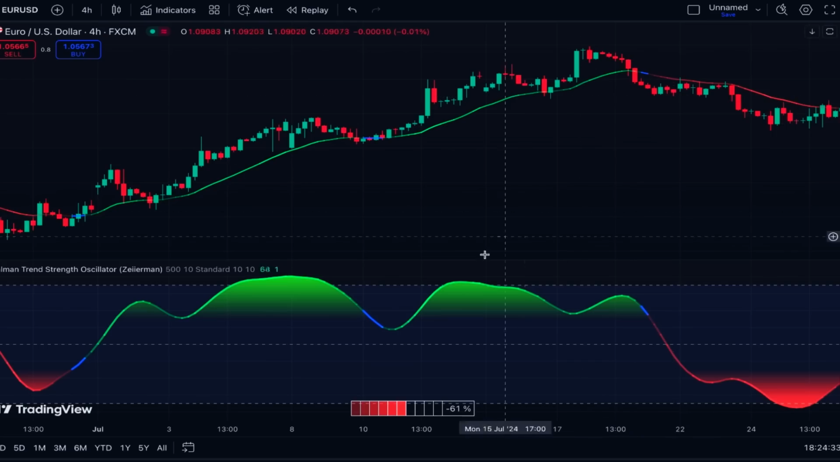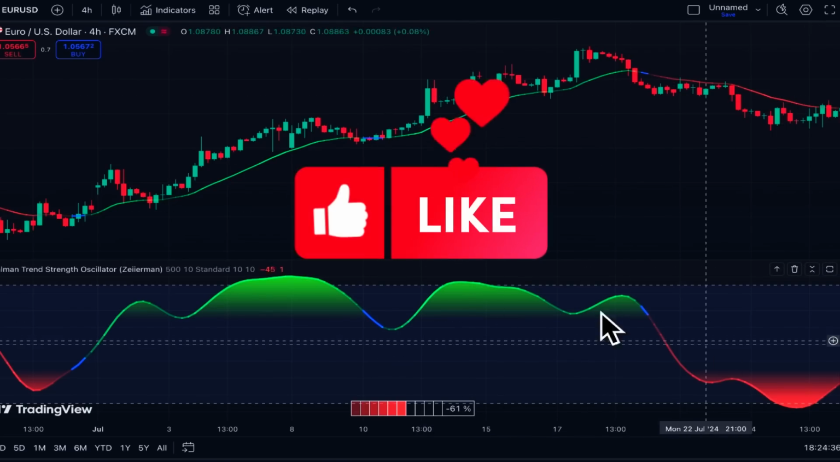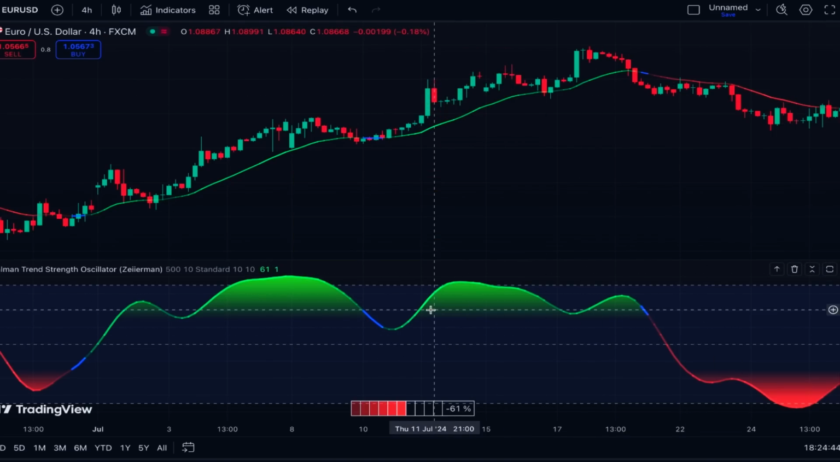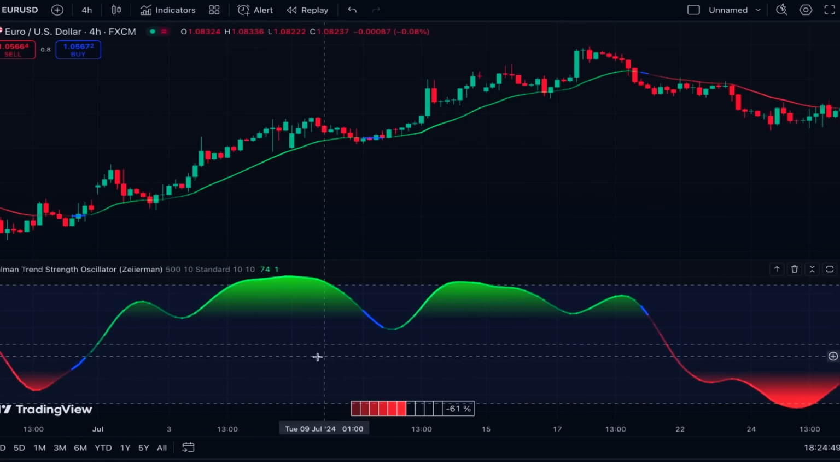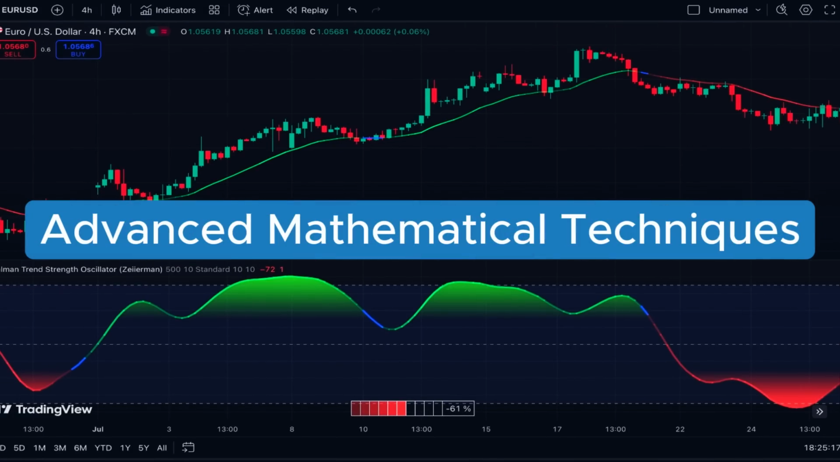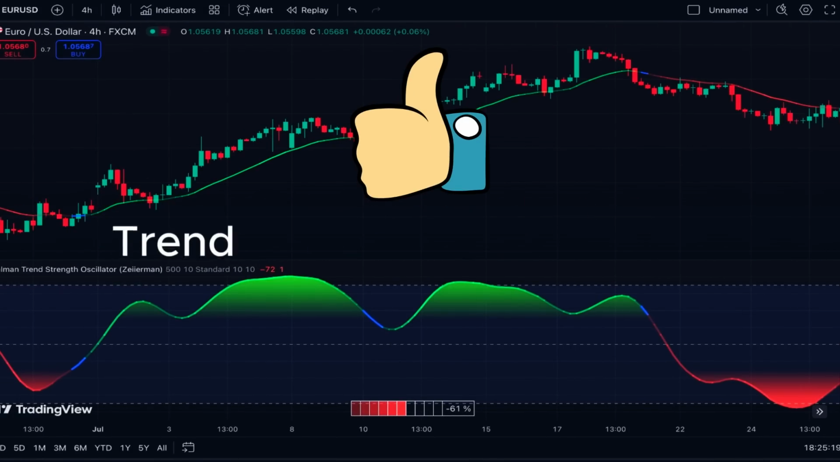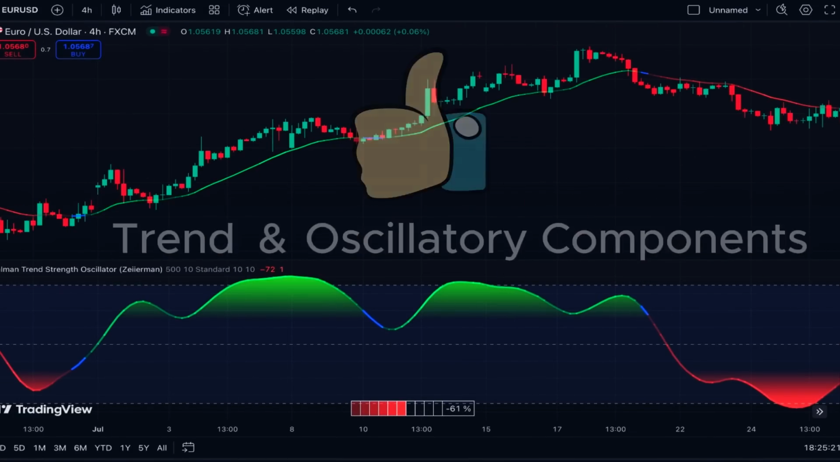Alright, this is the indicator, and as you can see, it's added here below the chart. This is actually a trend oscillator, and as you can see, we have a line that is moving above and below the center line, which is 0. This indicator uses advanced mathematical techniques to separate trend and oscillatory components from price movement.